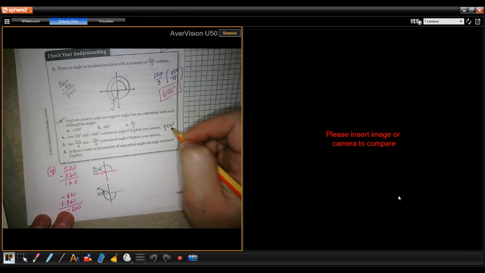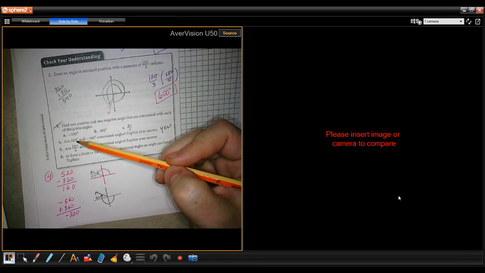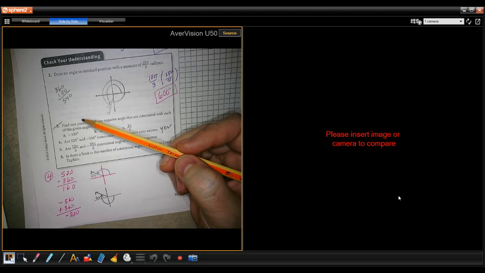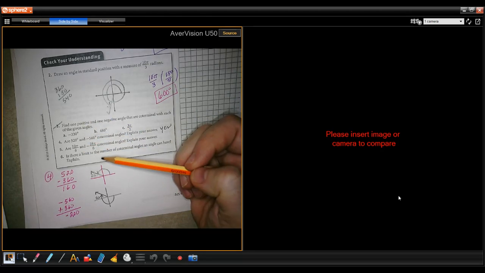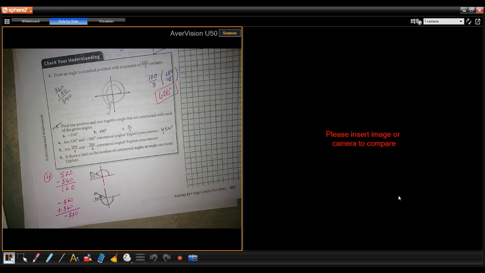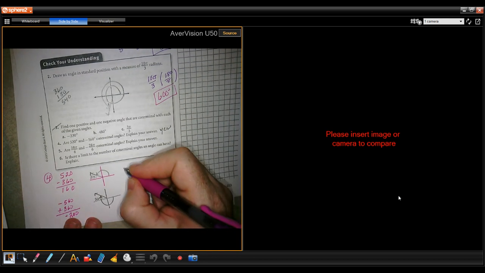Now, some of you, what you probably did, which I was about to do, is 520 minus 360, minus 360, minus 360 a couple times, and you should get to negative 560. So some of you might have tried that, which works as well.